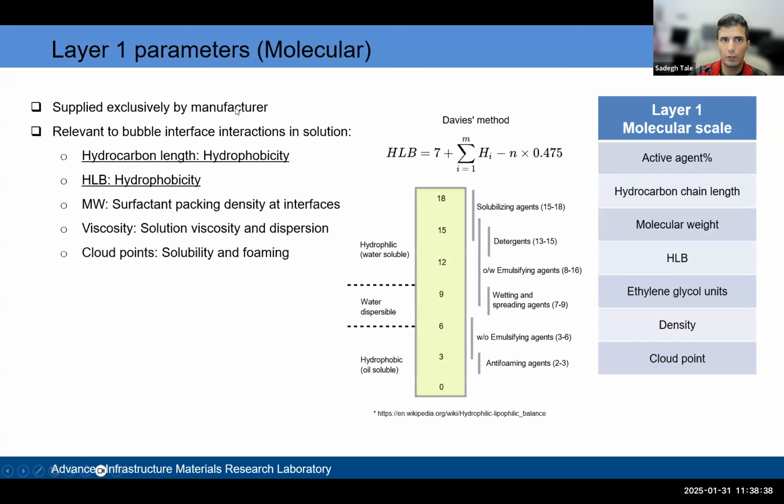Okay, so I'm gonna go through the layers. These are the properties that we have on the first layer. Things like hydrocarbon chain length, which is a good indication of the overall hydrophobicity of the system. We also have HLB, which is short for hydrophilic-lipophilic balance. Basically, it tells us if a molecule is very hydrophobic or very hydrophilic.